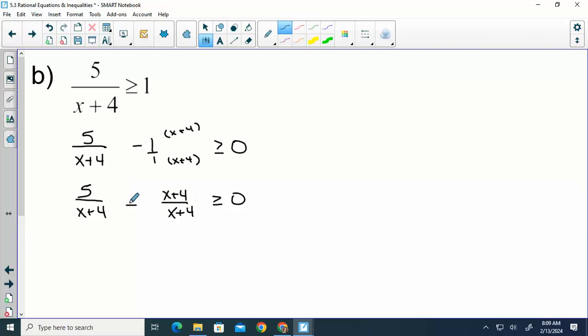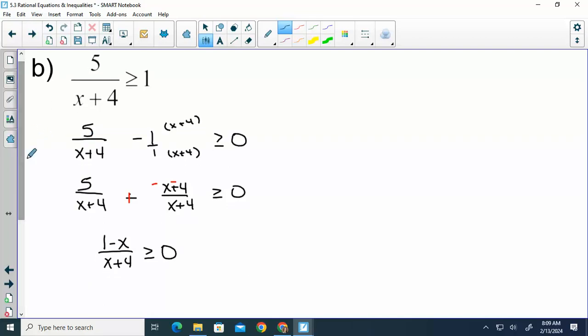So to put them together, you would have to distribute your negative. So 5 plus negative 4 is 1 minus x, over x plus 4, greater than or equal to 0. Right, so at this point we have two options. We can either go through the whole process of graphing or do what?